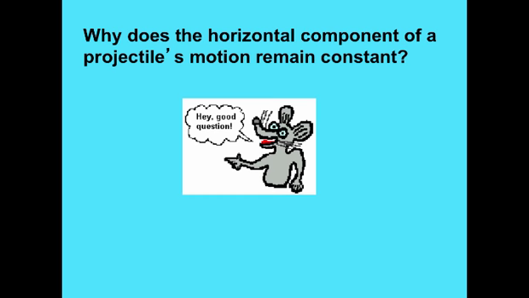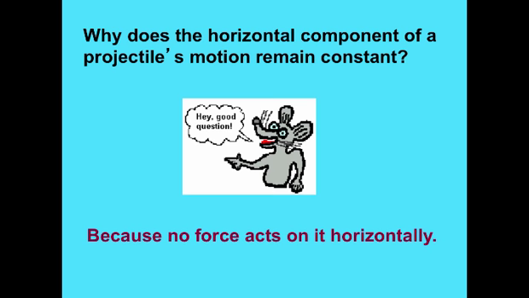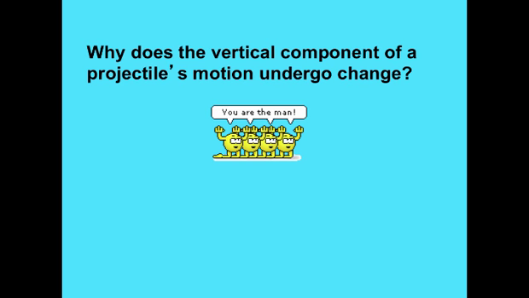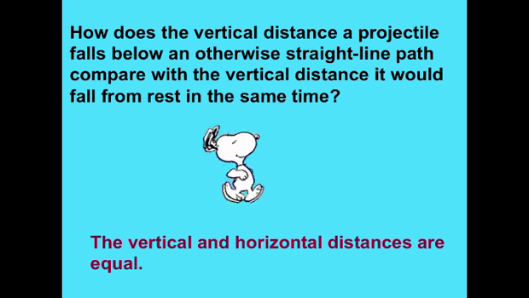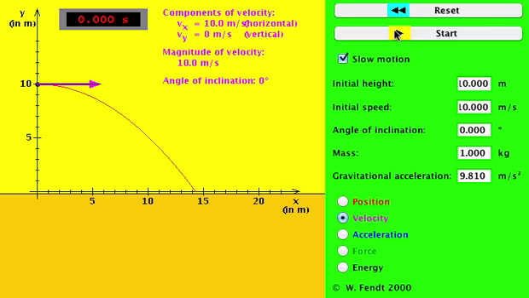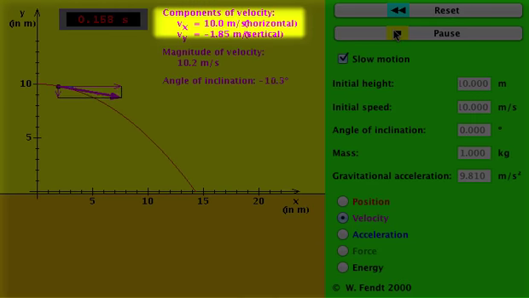All right, do you know why the horizontal component remains constant? Gravity only acts down. Gravity only acts vertically. Why does the vertical component of a projectile undergo change? It's gravity. All right, we have a projectile. Look at what's happening to that horizontal component during the entire trip. Do you see how the horizontal component is staying at 10 meters per second?